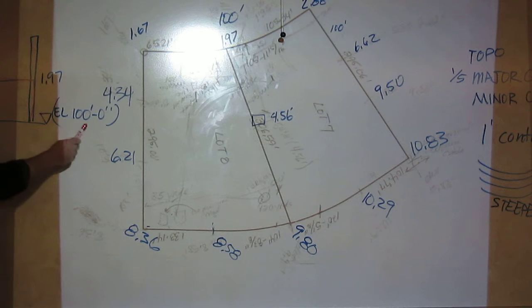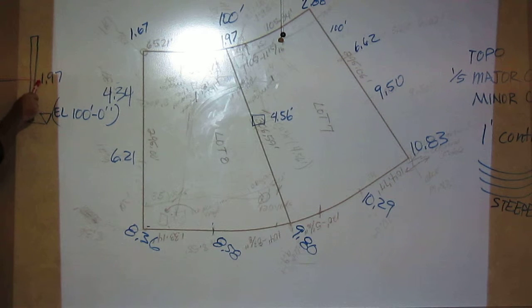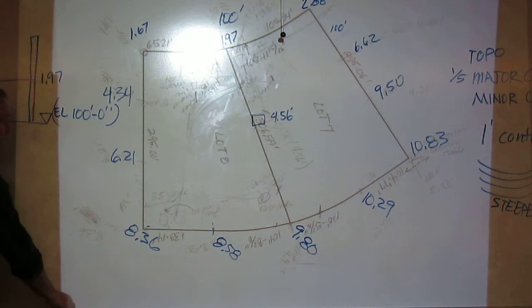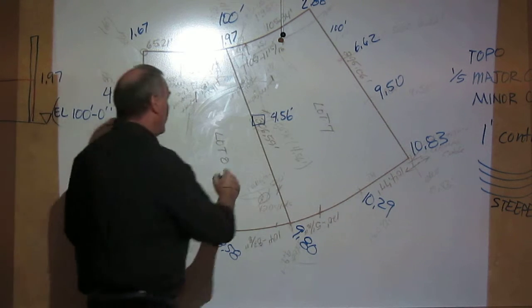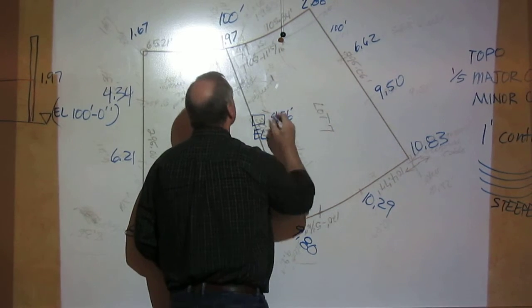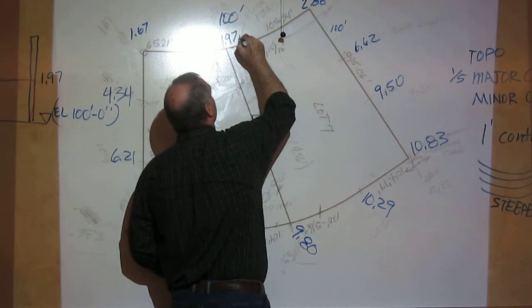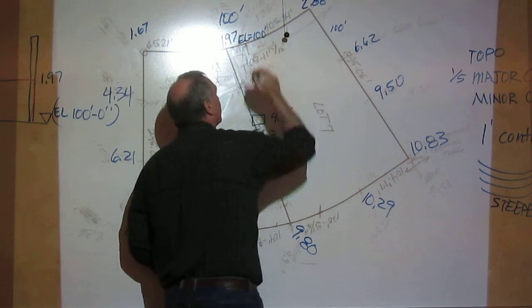So you're going to take 100 feet, you're going to add 1.97. You're going to follow that straight line back to the instrument. We're going to subtract 4.56 feet. So my elevation right here, I know the elevation right here is equal to 100 feet.